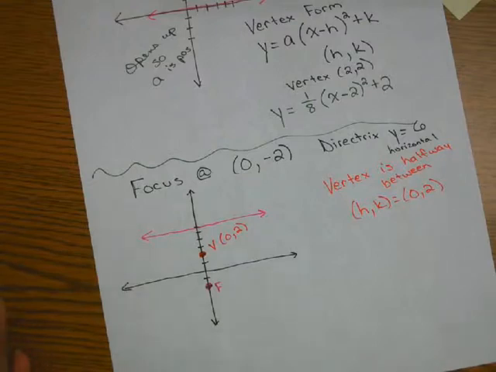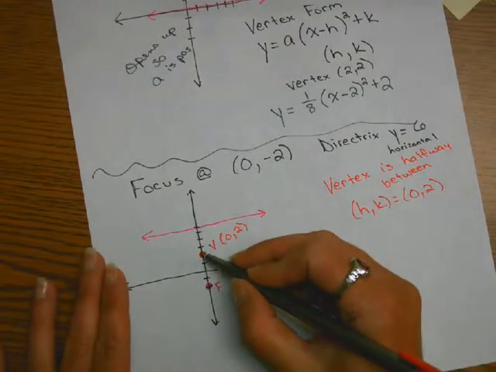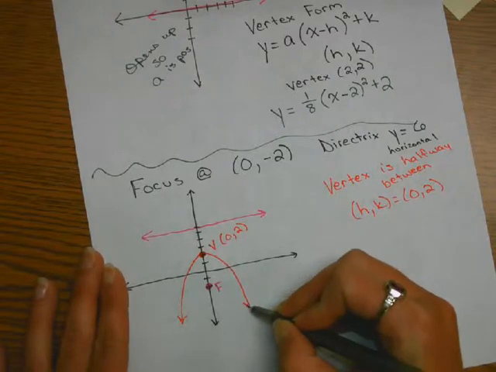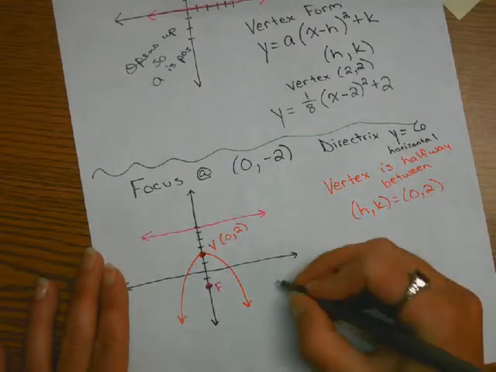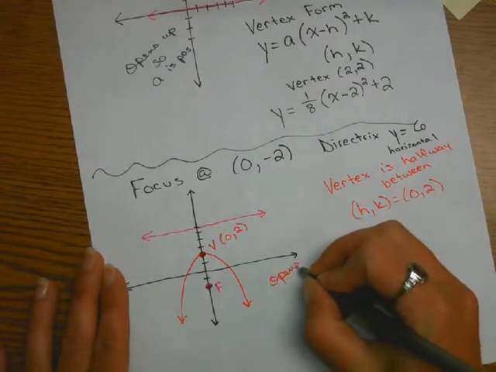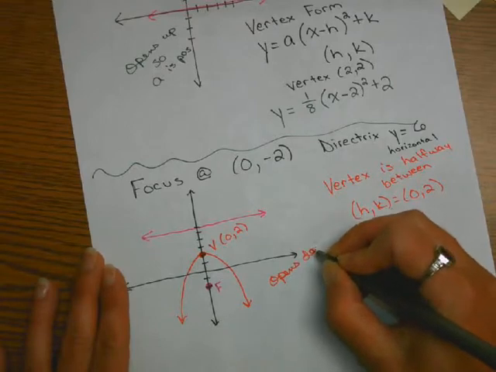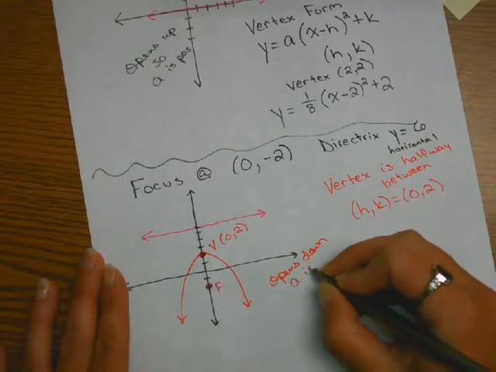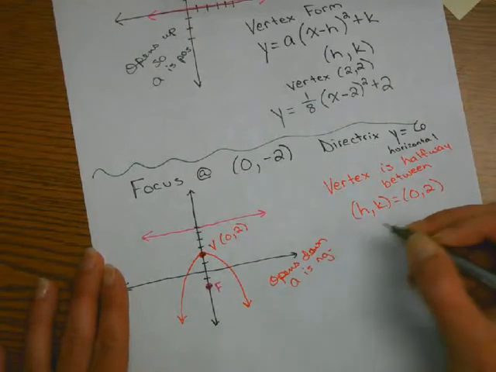Well, it focuses on the focus. Runs away from the directrix. So if I'm focusing on the focus, that means I've got to hug it. I'm going to hug it this way. That means I open down. So whatever we get, whoops, I can't spell down today, our A is going to be negative. Y'all got the point, negative.